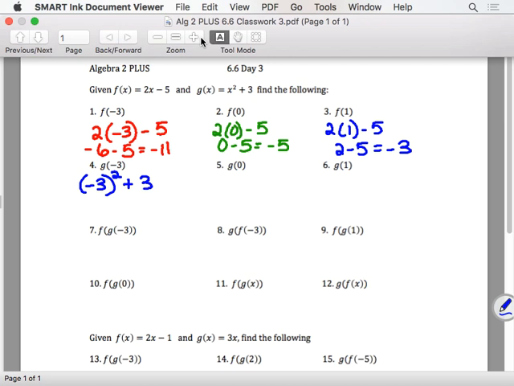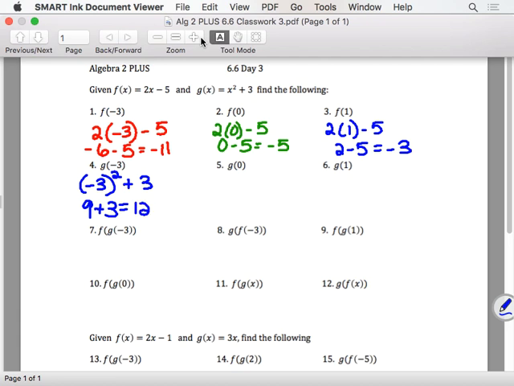A few of us are typing incorrectly into the calculator, so I'd like to give you a suggestion here to catch that mistake. You know better. You know when you square a negative, it becomes a positive. So when you start pressing buttons on your calculator, I want you to stop and think about the outputs, because you can catch a silly mistake. Negative 3 times negative 3 is 9. So 9 plus 3 is 12.